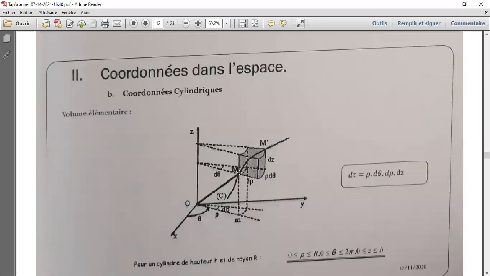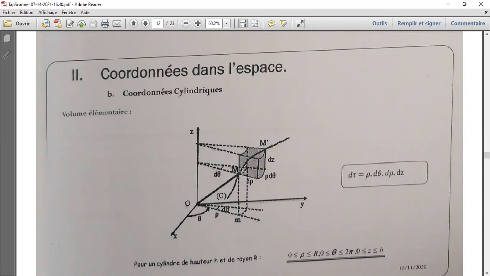For you to get to M prime, as I said earlier, first of all you change the angle without changing the radius, which is rho d theta, this movement. Then after that, you change the radius, like you're moving outside the circle, which is d rho. Then after that, you move dz.